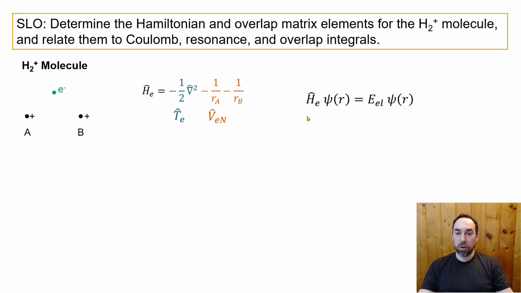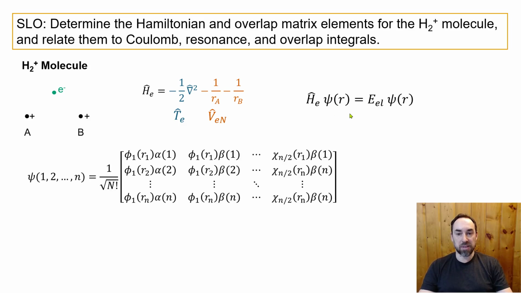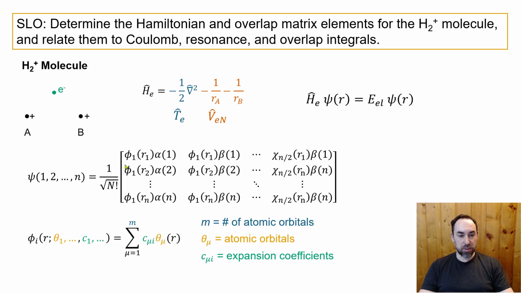So again, we need to solve the Schrödinger equation to get the electronic energy. So what are we going to do with this psi of R? We saw in the LCAO approach that we are going to describe that as a Slater determinant of spin orbitals formed by a spatial part and a spin part. And what are these spatial parts? They are molecular orbitals formed by a linear combination of atomic orbitals.